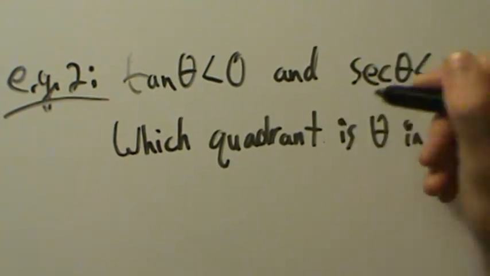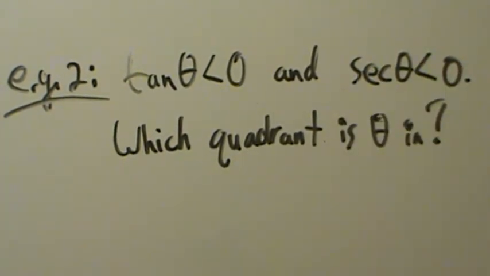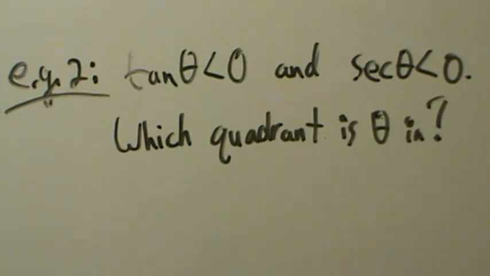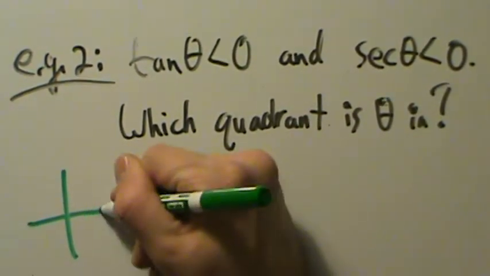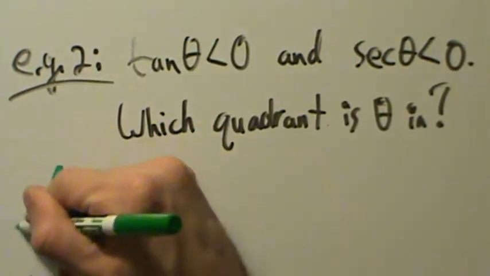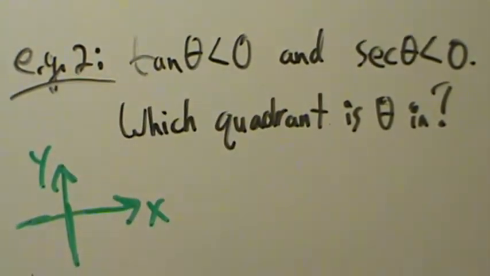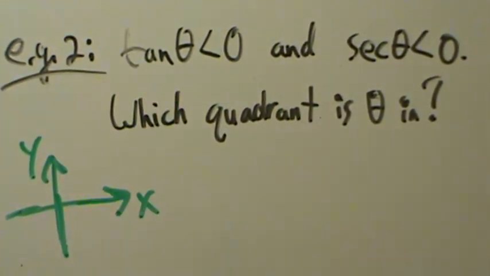Okay, which quadrant is theta in? So let's do the same thing we did before. Let's just draw ourselves a little xy plane here. So we'll just do it right here. Okay, so x-axis, y-axis. So remember, tangent of theta, well, that one's the kind of tricky one, right?